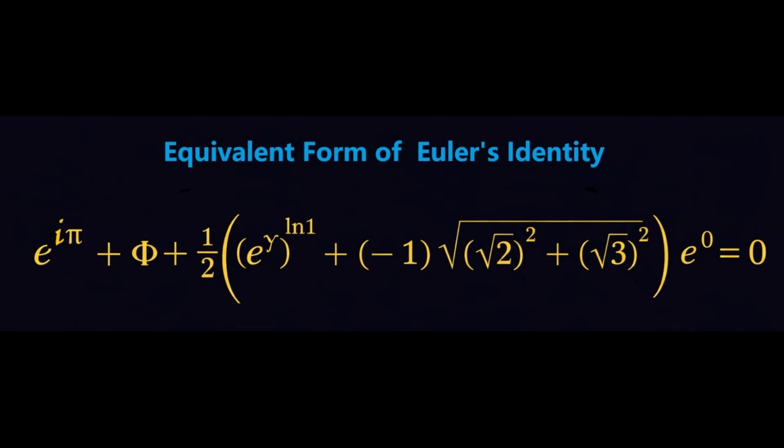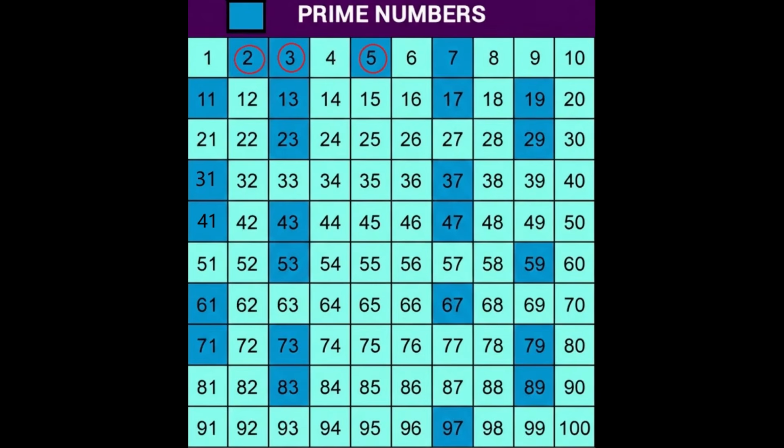The first three primes inside Euler's identity. Let's shift gears, from geometry to number theory. Here's the list of numbers from 1 to 100. And the first primes immediately stand out, 2, 3, and 5. Primes are the building blocks of the integers. Every whole number factors into primes, and everything starts here.